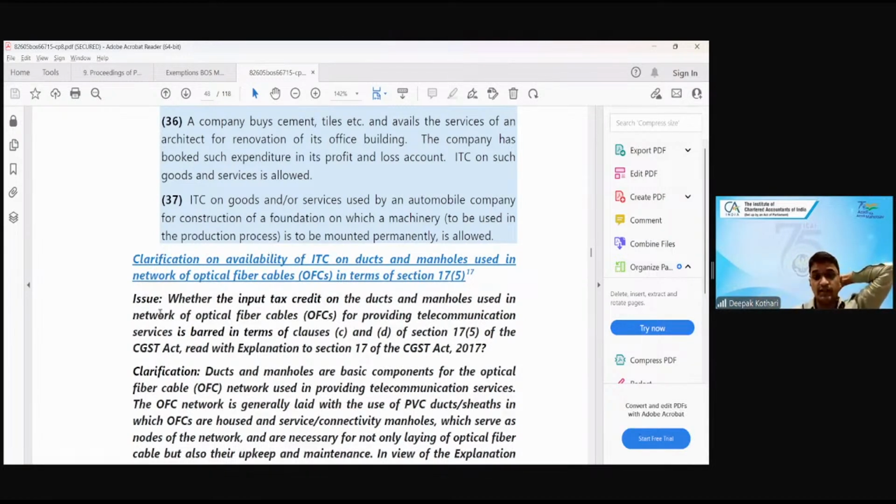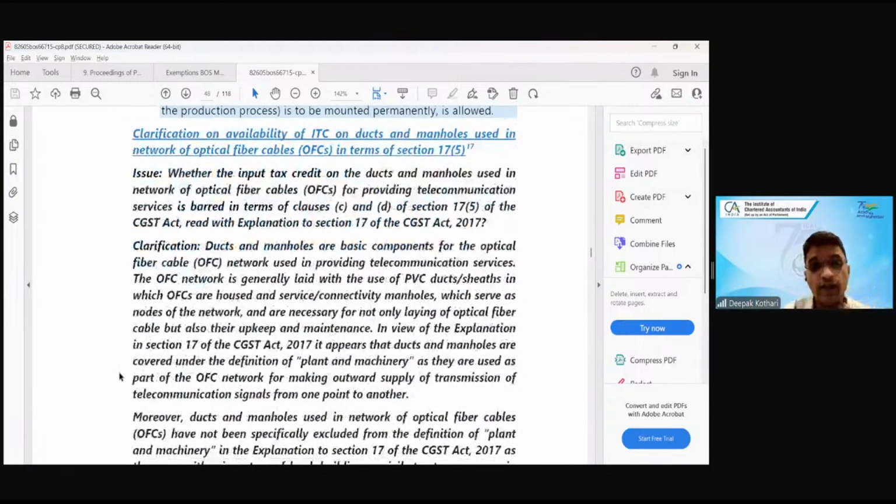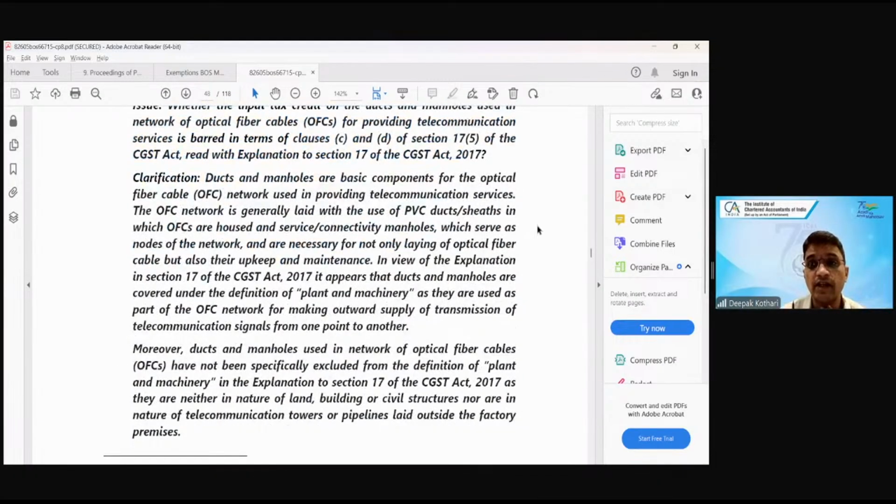The clarification here came that ducts and manholes are basic components for the optical fiber cable, which is used in providing telecommunication services. This OFC network is generally laid with the use of PVC ducts or sheets in which OFCs are housed.